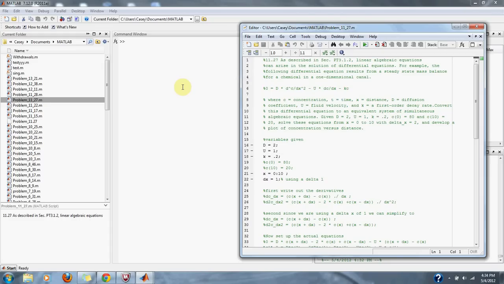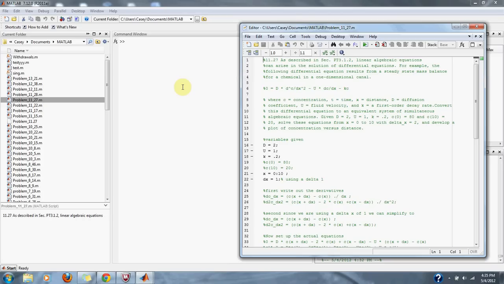0 equals D d²c/dx² minus U dc/dx minus k c, where c is the concentration, t is equal to time, x is equal to distance, D is equal to diffusion coefficient, U equals fluid velocity, and k equals a first order decay rate.